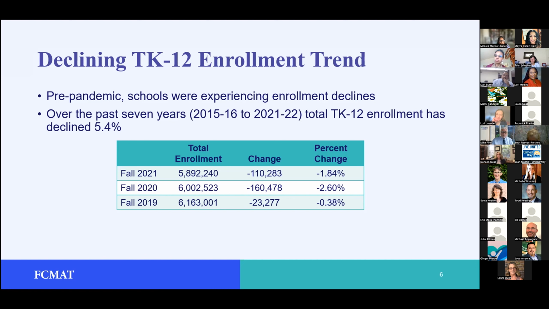And so pre-pandemic, about 60% of our school districts were experiencing declining enrollment. Today, it's much more significant. Over the last 7 years, there's been almost a 5.5% decline, but you can see the acceleration of that decline between 2019 and fall of 20, and then it softened as we came into the second year of the pandemic in fall of 21. Still a decline, but the rate is somewhat diminished, okay?